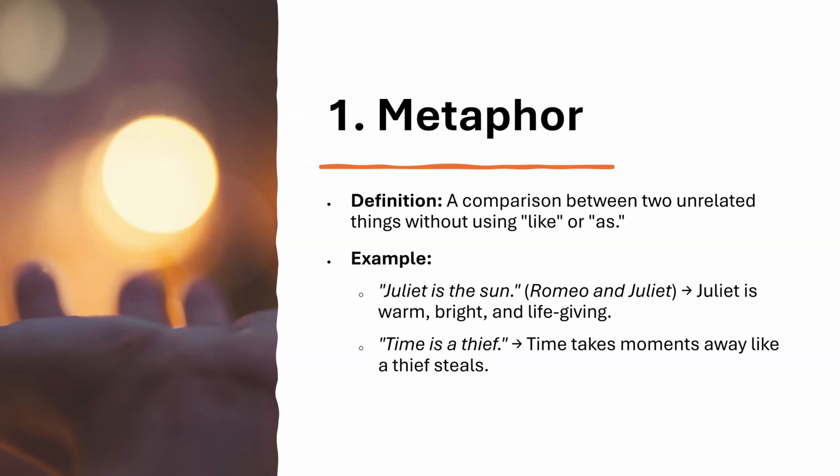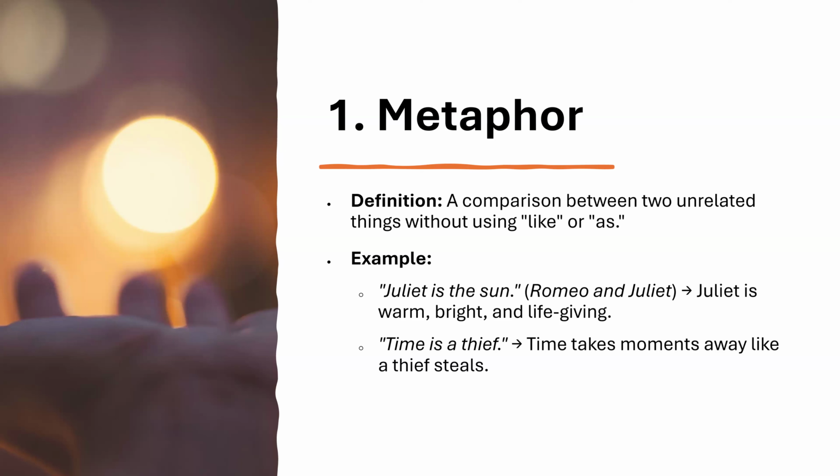Okay, I think we can move on from Animal Farm. So let's talk about these literary devices, or other ones that also exist in literature. So we have what? Metaphor. What is a metaphor? It's a comparison between two unrelated things without using like or as. So an example would be Juliet is the sun.